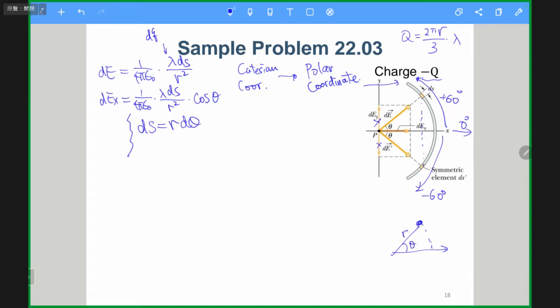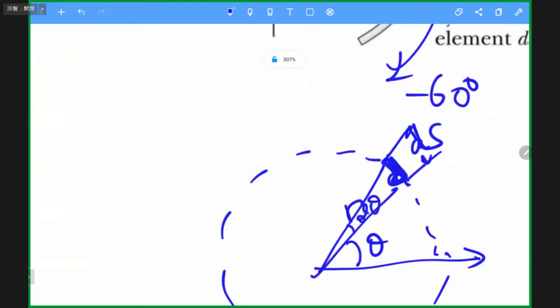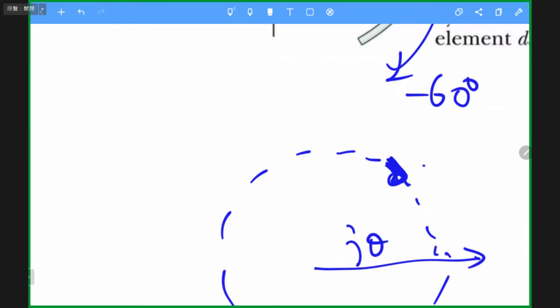So here we try to express ds on a circle. I expect in high school mathematics, if you consider this, ds will be like r times d theta. Maybe I make it slightly larger so that you can see it more clearly.